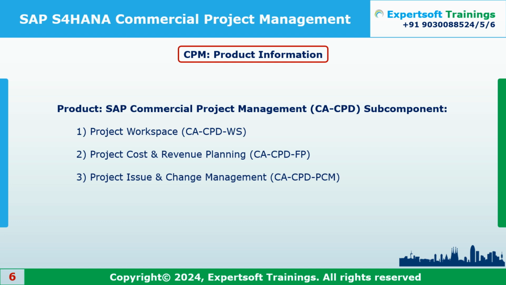But now in S/4HANA, by default you have to take all these products, and you have to pay the licenses. You can call it an advantage or a disadvantage, I don't know, but SAP has done it like this. But all these functionalities are very useful because the workspace is where we are going to create master projects. In the project cost and revenue planning, you do all your financial planning along with your forecasting. Then project issue and change management. So these are the different tools we have.